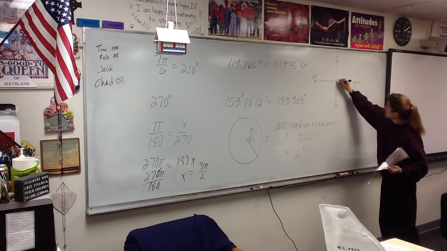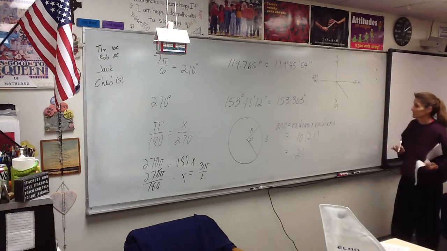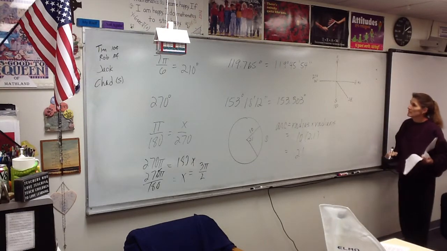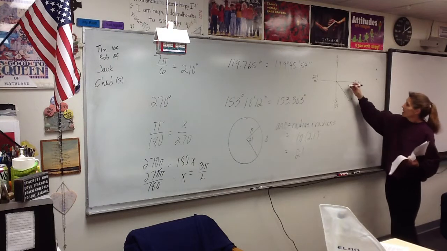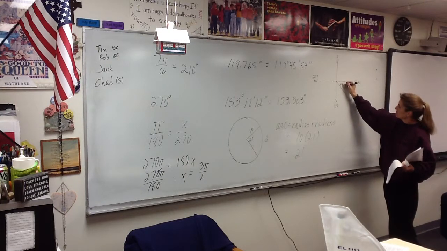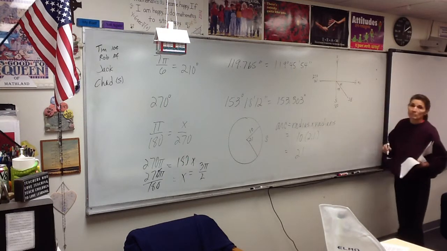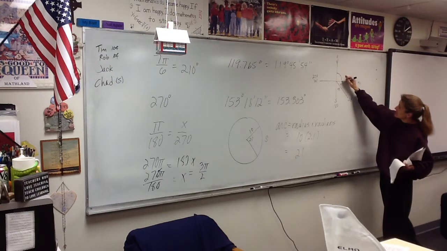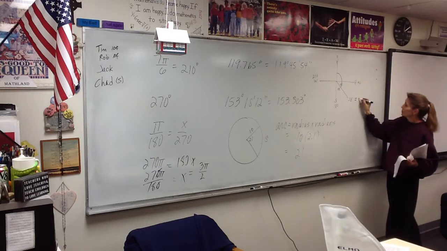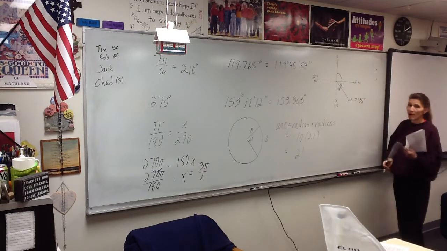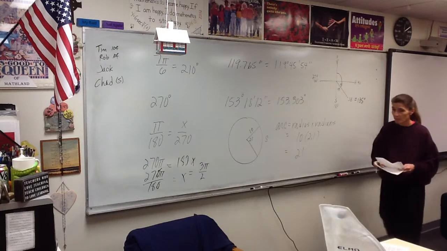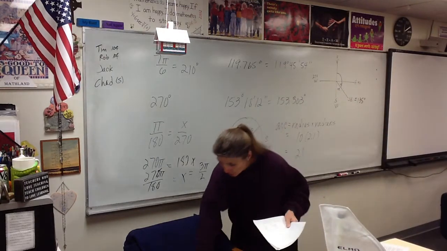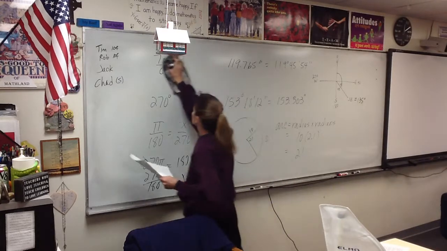Now we want southeast. So southeast would be right smack dab in the middle of south and east. This is southeast. Now if it's right in the middle, then that means these two angles are 45s. So the measure of the angle we want is 90 plus 45. So it would be 135 degrees. So the measure of southeast is 135 degrees.